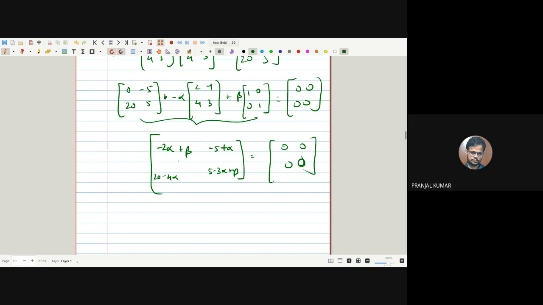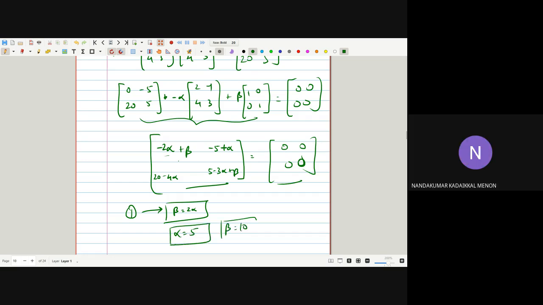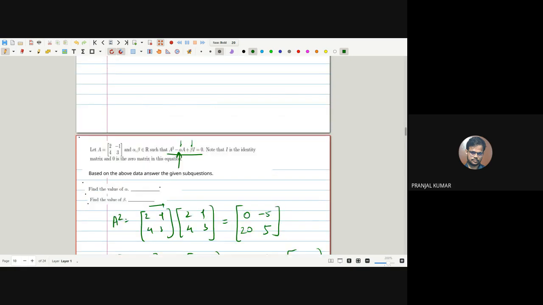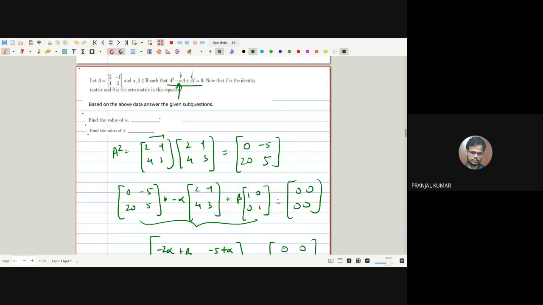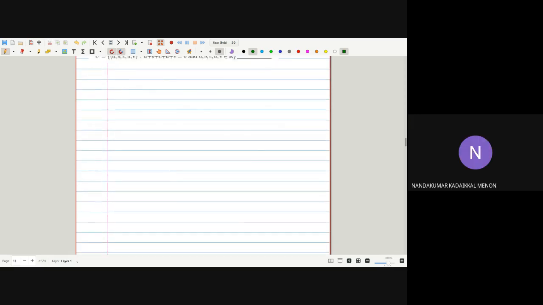Now just equate these two matrices. So -2 alpha plus beta is equal to 0. So beta is equal to 2 alpha from the first. Then alpha is equal to 5. Then beta is equal to 10. I can just stop here. So what is alpha? Alpha is 5. Beta is 10, sorry.